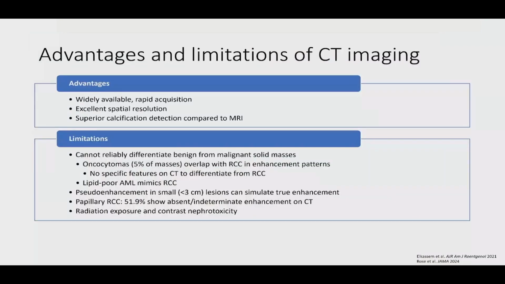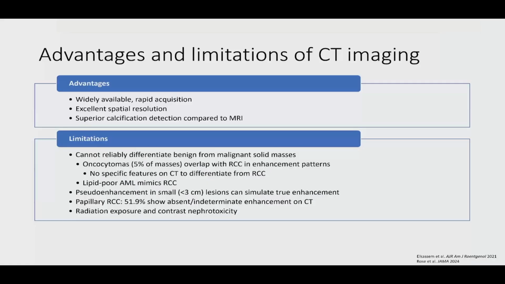Now, in terms of the advantages and limitations of CT imaging, CT imaging is widely available. It's quick to obtain, but it also offers excellent spatial resolution, which is very important for operative planning. It's also superior at detecting calcifications when compared to MR. So those are the main advantages.